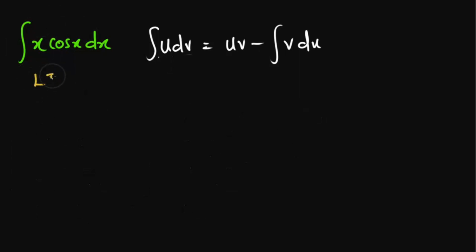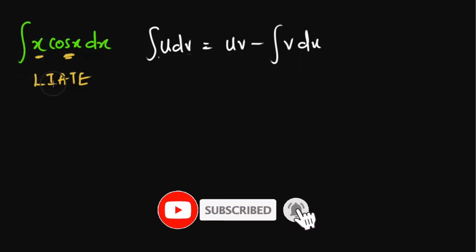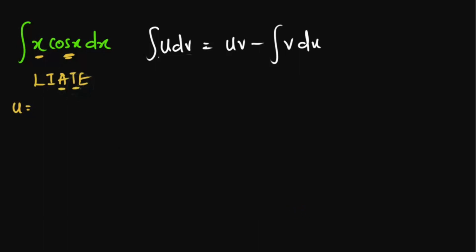So from the LIATE method, we can see that we have an algebraic function and we have a trigonometric function. So we're going to choose the algebraic function as our u, right? Because algebra comes before trigonometry, right? So we're going to choose the algebraic function x as our u, and we're going to choose the trigonometric function as dv, which is cos x.